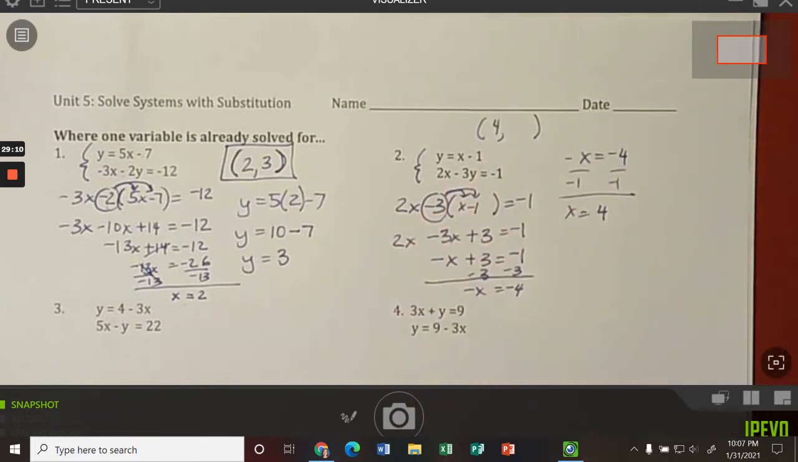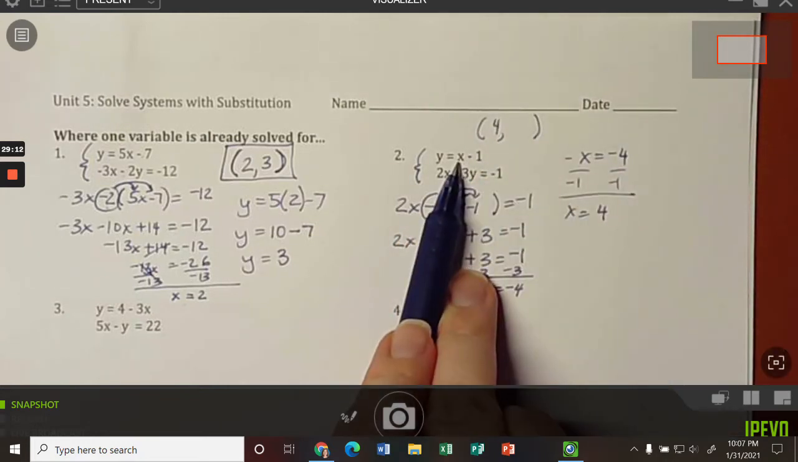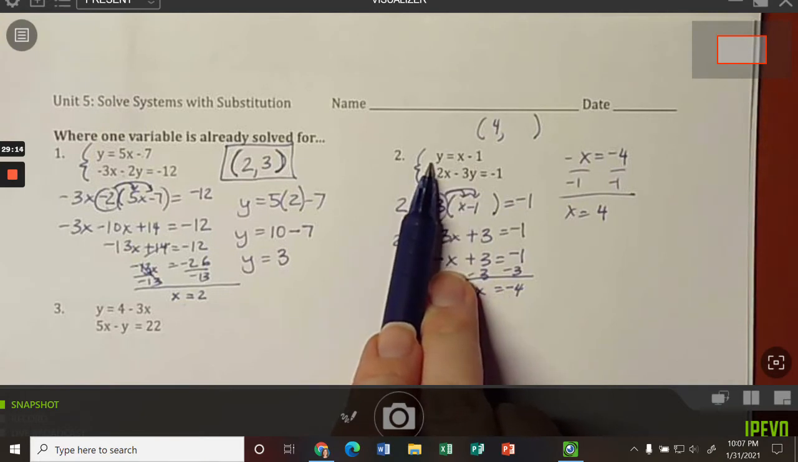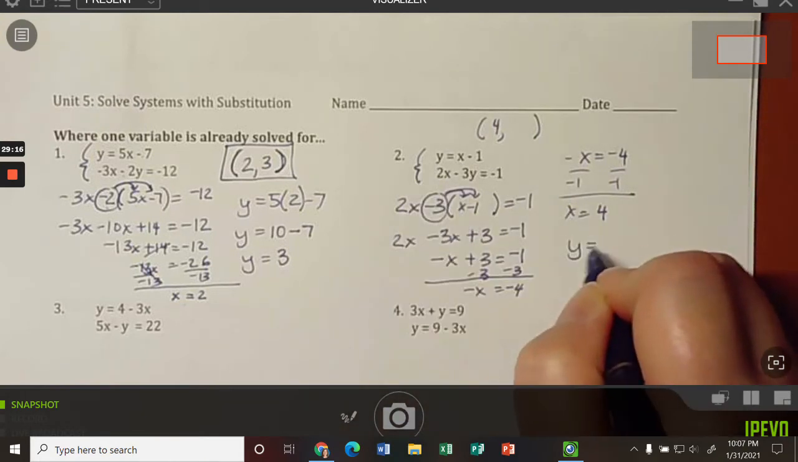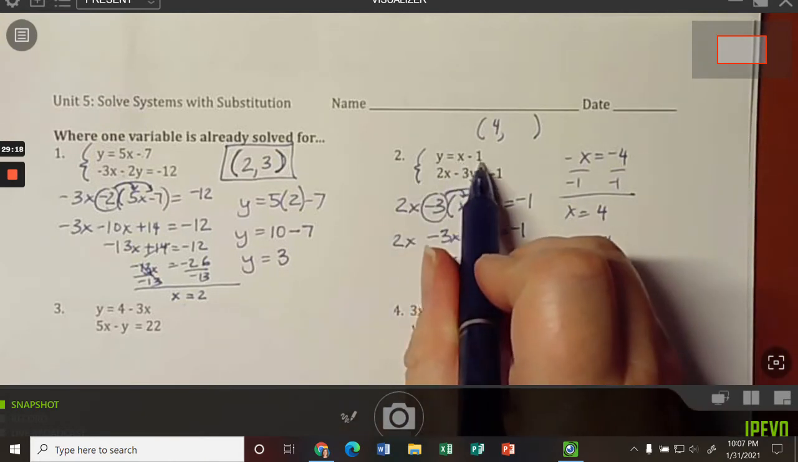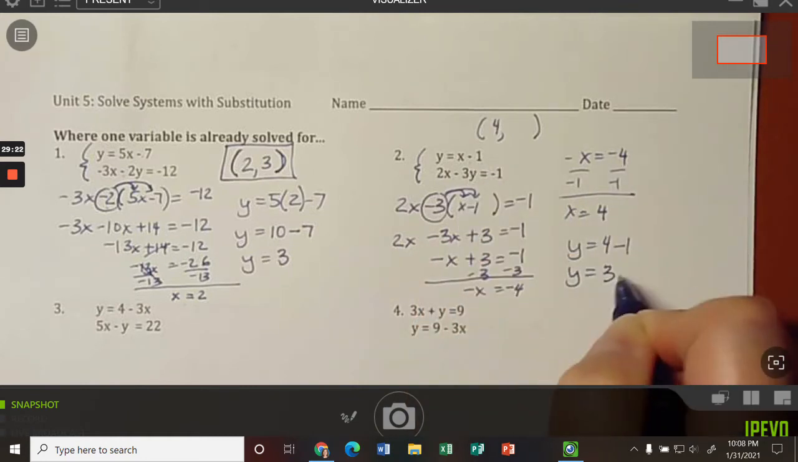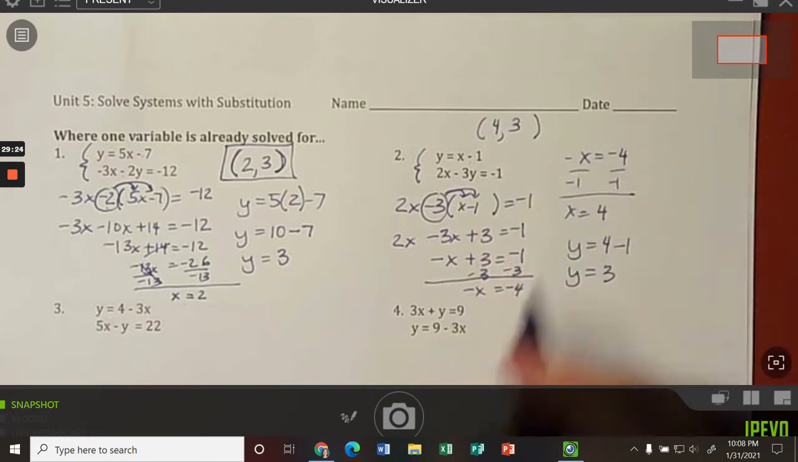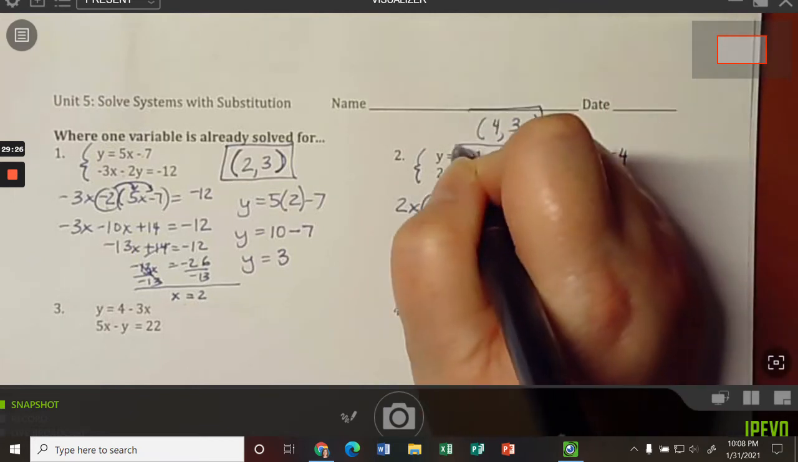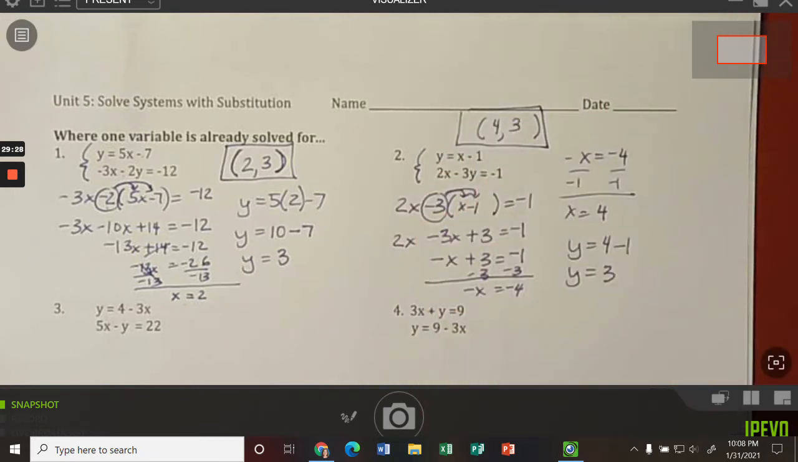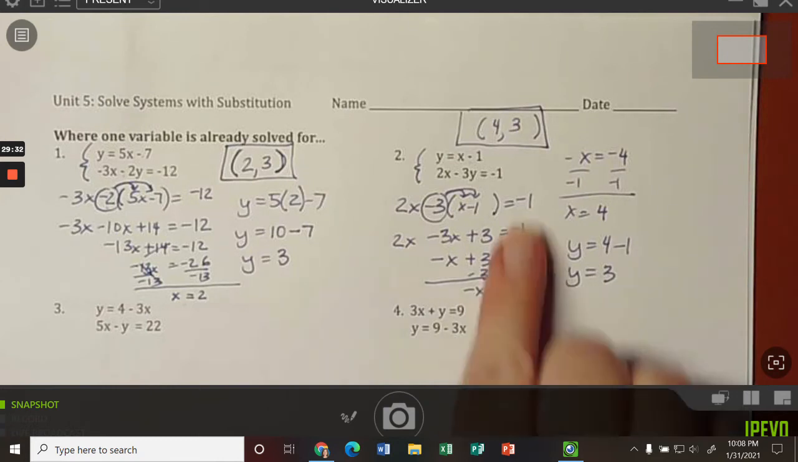Okay, and then once we have our x value, we can sub that in here and solve for y. So y is equal to 4. Instead of x minus 1, we're going to say 4 minus 1. So y is equal to 3. So our y value is 3. And again, we would do our check step to make sure that that is correct before we move on. Okay, so this is correct.